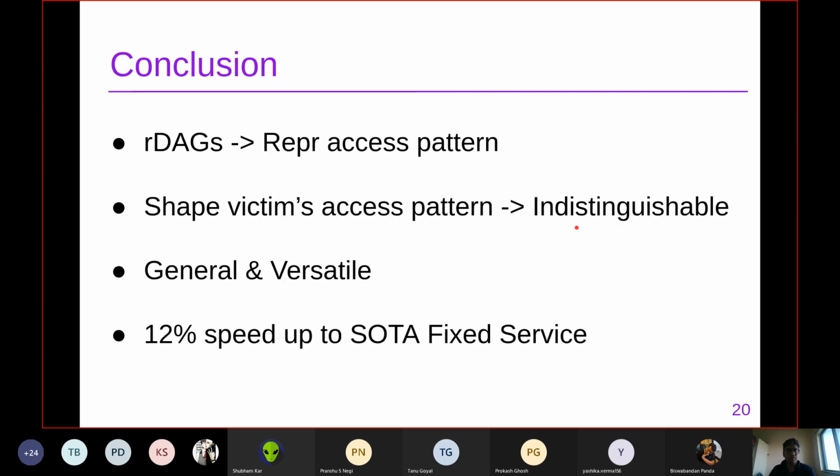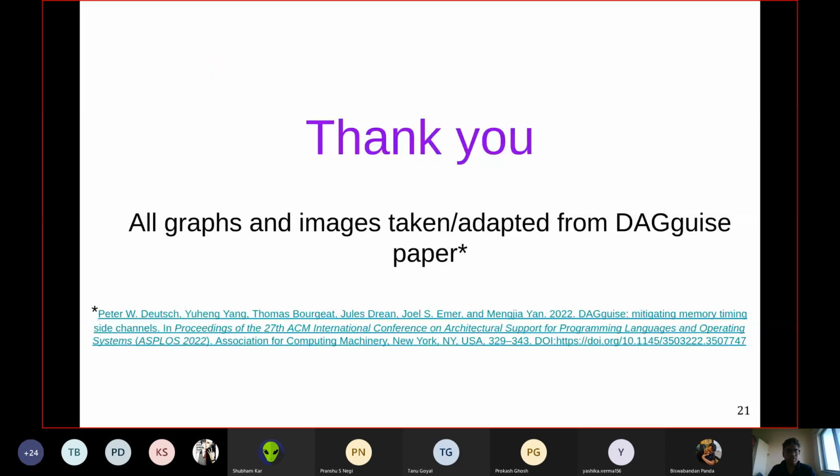So, in conclusion, this paper presents a novel way of representing memory access patterns, which is the RDAGs, which are general and which can be used to shape victims' access patterns to something indistinguishable, which does not encode any secret information, which are also general enough to accommodate all the timing resolutions, and versatile enough to accommodate simultaneously running processes' bandwidths. And as we've seen, we gain a 12% speedup over the state-of-the-art fixed service. Thank you. All the graphs and images are adapted or taken from the DAG guys paper.